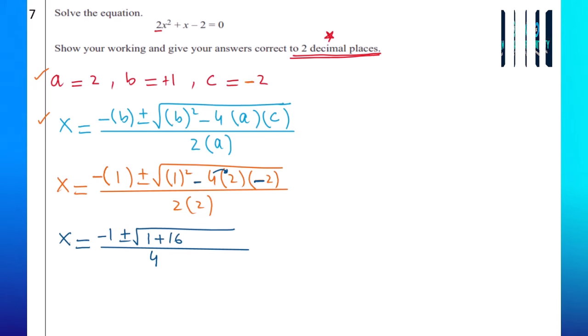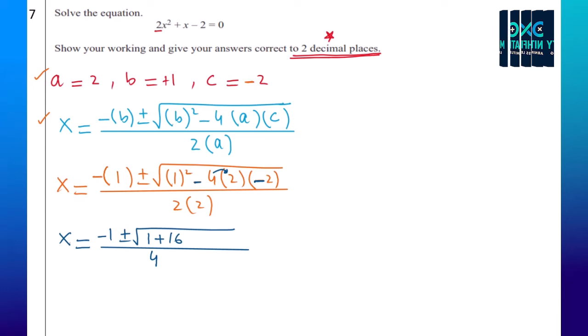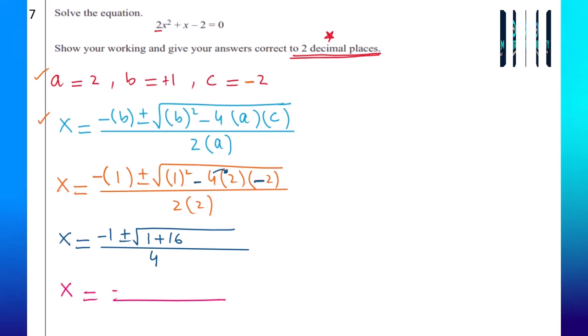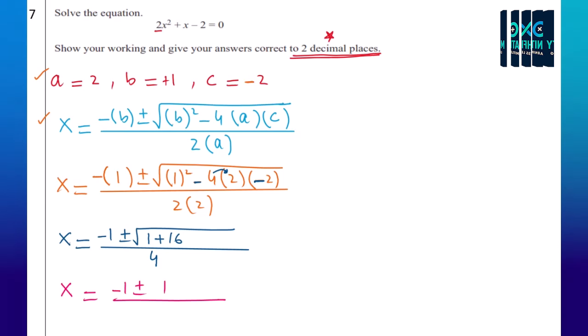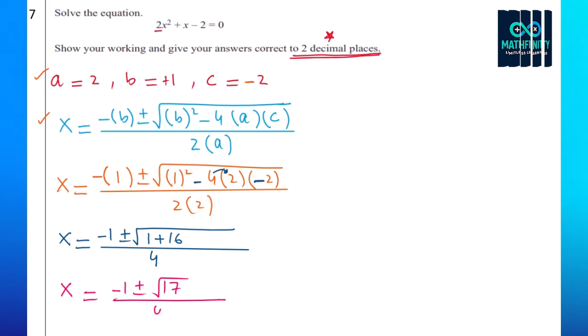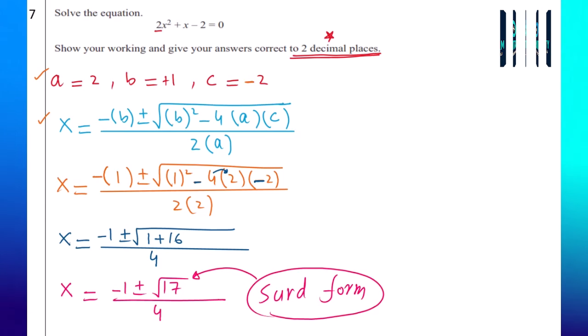Okay. And then inside the square root, we will be able to solve. X is equal to negative 1 plus minus square root 17 over 4. You should not leave your answer here. If they write the statement, leave your answer in surd form, then you have to leave your answer in this way. Surd form means square root. Okay. Square root form, in the form of square root, leave your answer in the surd form.